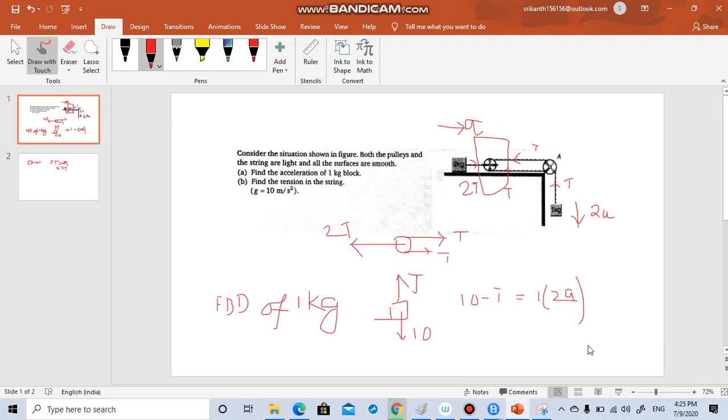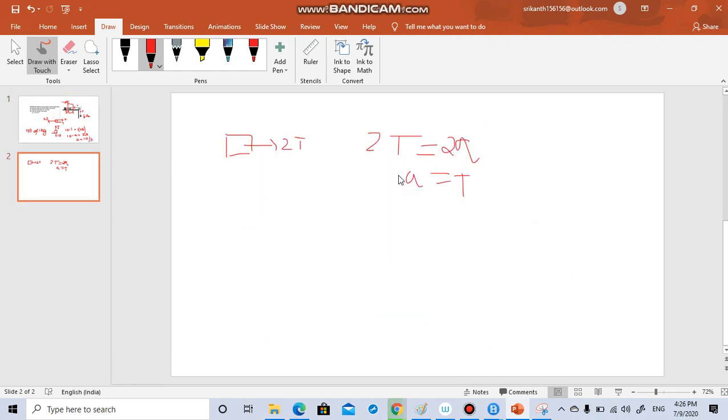So if you are getting A is equal to T, you can put it in this equation. So this is 10 minus A is equal to 2A, or 3A is equal to 10, or A is equal to 10 divided by 3. So once you get the value of A, you can find the value of T. T also will be equal to 10 by 3 newtons.